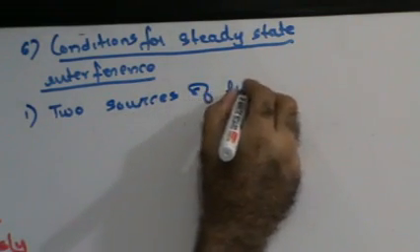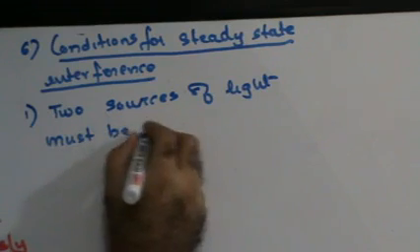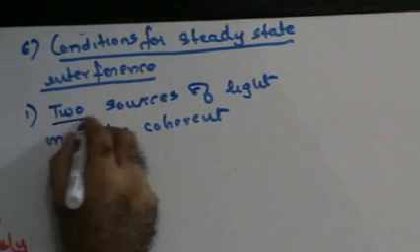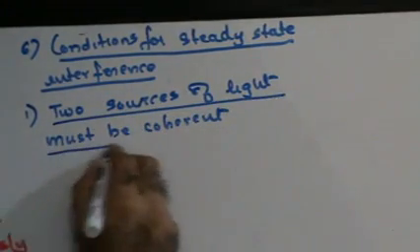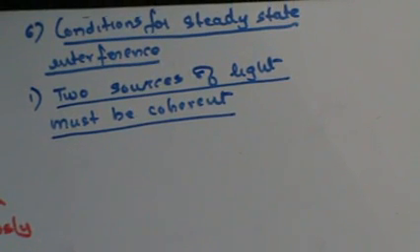Of light must be coherent. The two sources of light must be coherent. Now what do you mean by coherent? Coherent means they should be same in amplitude and phase.